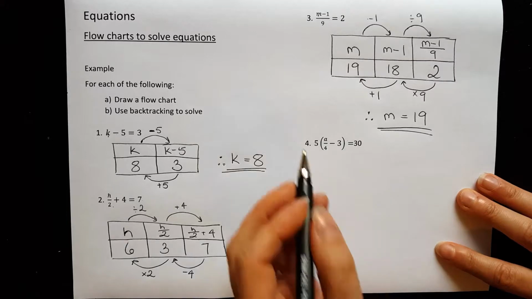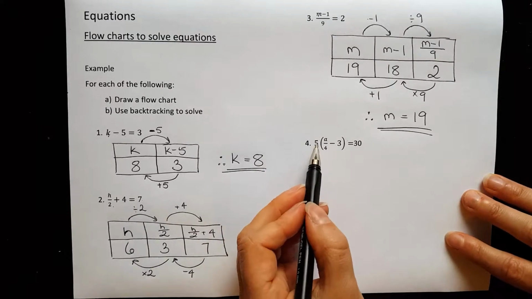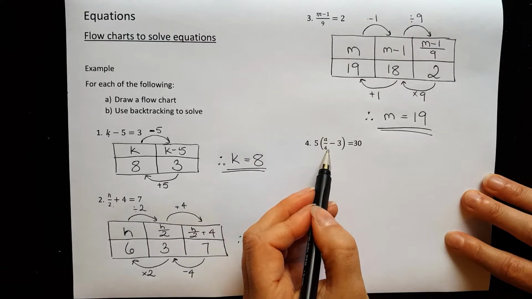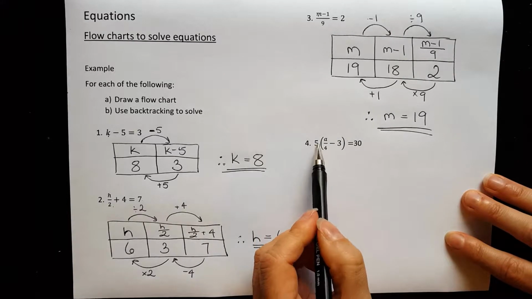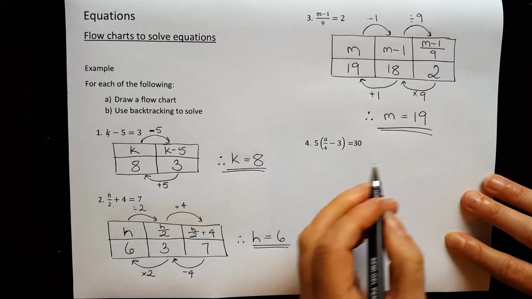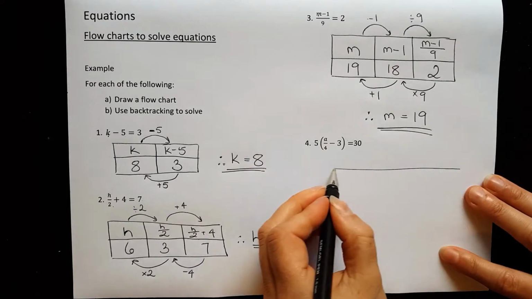And one more question here on this page. 5 bracket a over 4 minus 3 is equal to 30. So there's 1, 2, 3, 4 things. We need 4 columns in this flowchart.